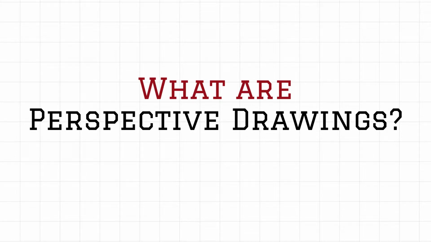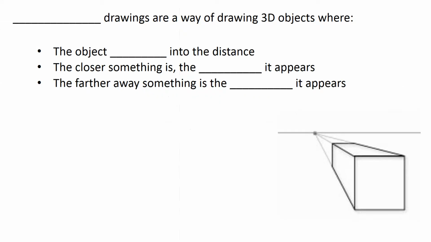Perspective drawings are another way of drawing 3D objects that have some very important differences than isometric drawings. Perspective drawings are a way of drawing 3D objects where the object vanishes into the distance.